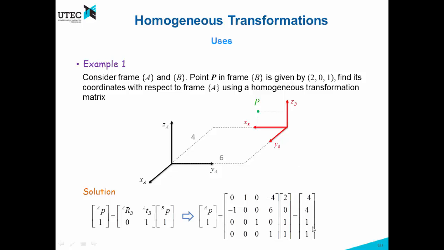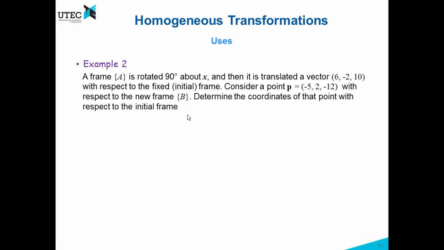And you can verify this graphically, because we have here minus 4 in X, so this is minus 4 in X. We have 4 in Y, because we have 6, and this was 2, so 6 minus 2 is 4. We have 1 in Z, because there's 1 here. And then we have the final vector, because in this case, this one is just for the homogeneous representation. Let's see a second example.